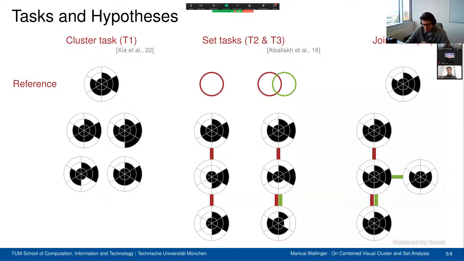And lastly, we also gave them a joint task. There we gave the glyph and we required them to find the glyph first, then figure out which set this glyph is a member of and find all other glyphs that are the same and are in the same set.